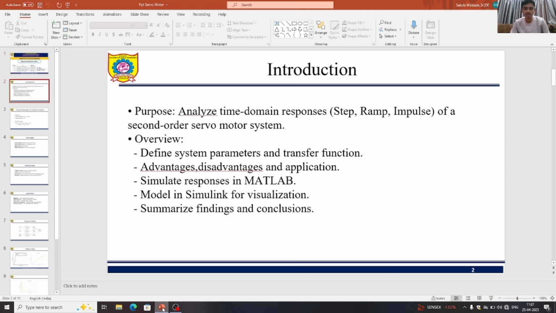So let's start. Introduction. The purpose is to analyze the time domain response, that is step response, ramp response, impulse response of a second order servo motor system. Overview. In the overview, we are going to explain the system parameter and transfer function, advantages, disadvantages and application of servo motor, then simulate response in Matlab, then model in Simulink for visualization, and summarize finding and conclusion.